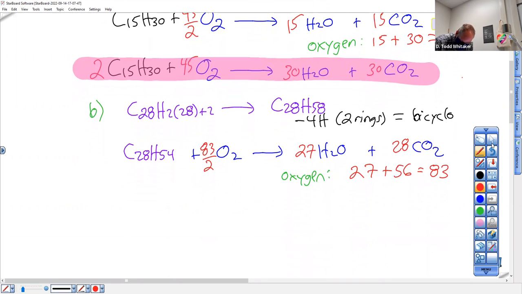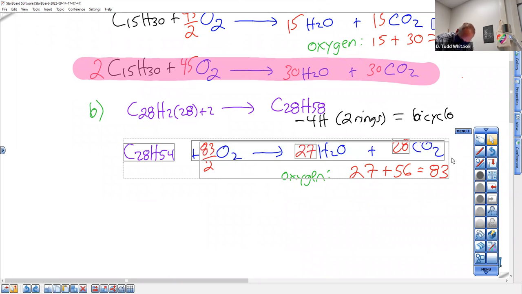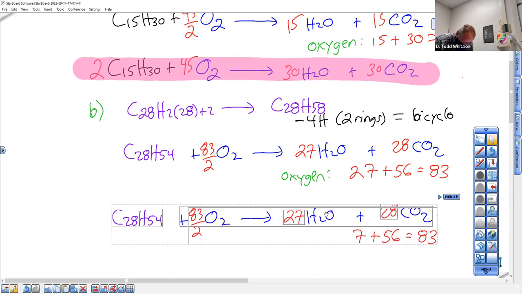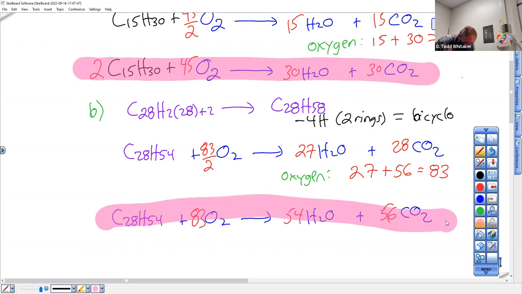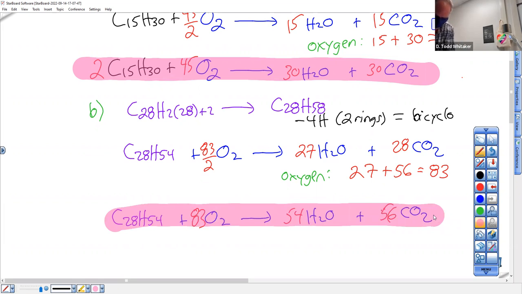And I didn't do a copy paste. Shame on me. Got extra. Extra, read all about it. The fix, 2 times 83 over 2, 83. 2 times 27, 54. 2 times 28, 56. End of story. Gotta work on my highlighting skills. There we go. Oh, I forgot the 2 in front of my fuel. Thank you.